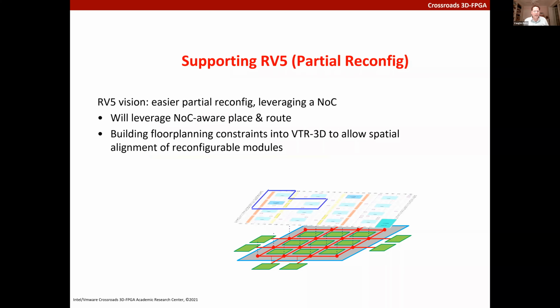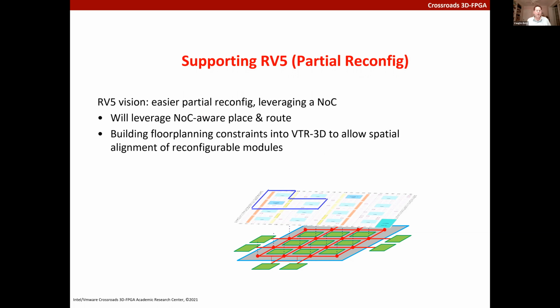And the last enhancement that's underway is to support Research Vector 5 of this Crossroads 3D FPGA project, which is partial reconfiguration. So the NoC, as James talked about last week, the network on chip, gives some really interesting possibilities for partial reconfiguration. You connect to the NoC in a standard way, and now you are through it connected to the entire chip. So that really is very interesting. So the NoC work links to partial reconfig in that way.